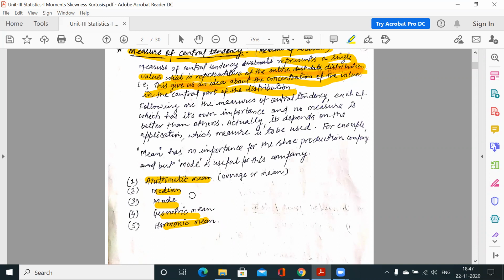We cannot say that median is better, or mode is better, or arithmetic mean is better. Actually, it depends on the application which measure is to be used. For example, a shoe production company, before starting the production of shoes, does a survey, because it must know which shoe size is to be produced more than the other shoe sizes.